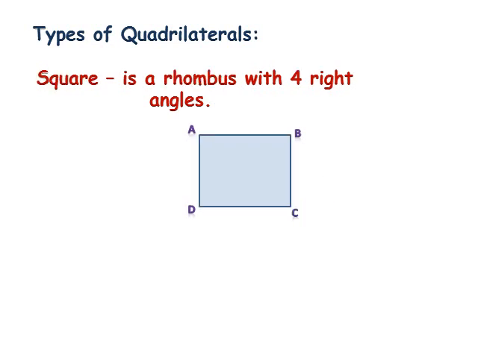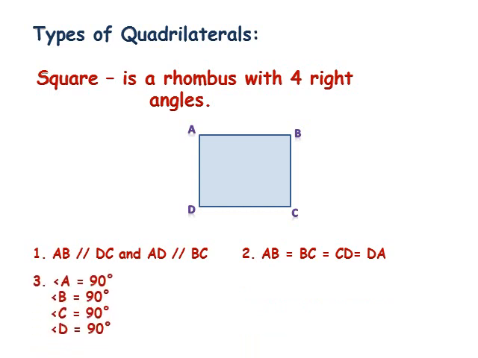And then the next one will be a square. A square is a rhombus with four right angles. Okay, so this is a sample of a square. Again, a rhombus has parallel, equal sides, so you have to prove that. And so a square is also the same thing, but on top of that, the angles are all 90 degrees. Okay, so those are the little differences.